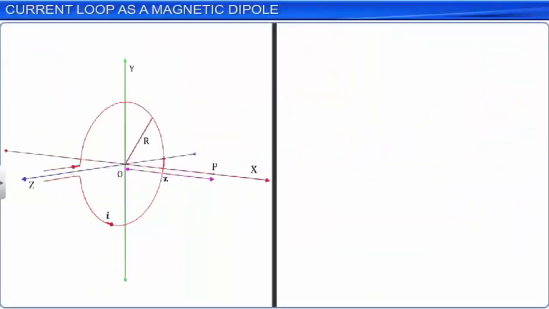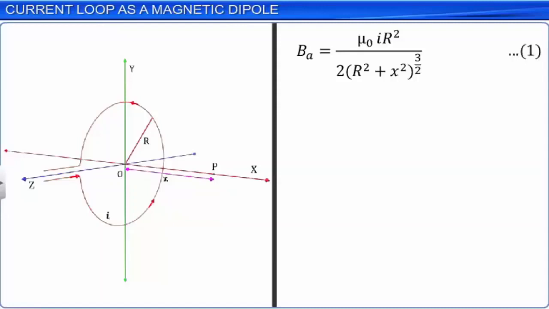We have learnt earlier that the magnitude of the net magnetic induction at a point on the axis of the circular loop at a distance x from the center of the circular loop, BA, is equal to mu naught I R square by 2 into (R square plus x square) whole power 3 by 2. Let this be equation 1. The direction of the field is along the axis of the circular loop.